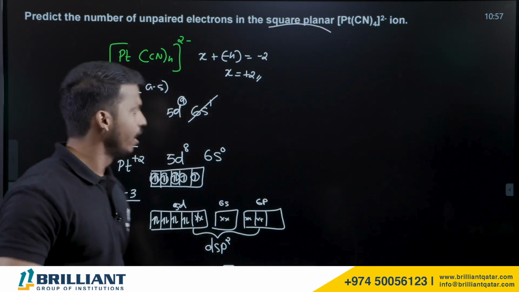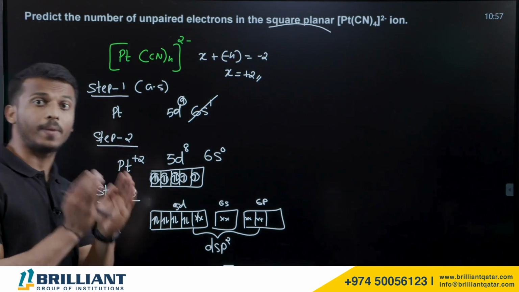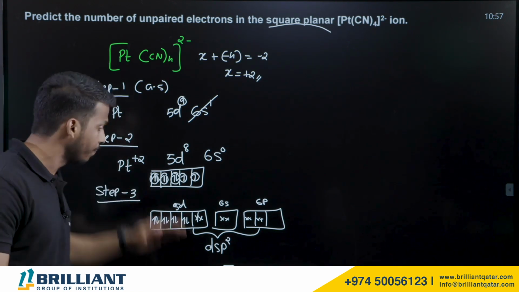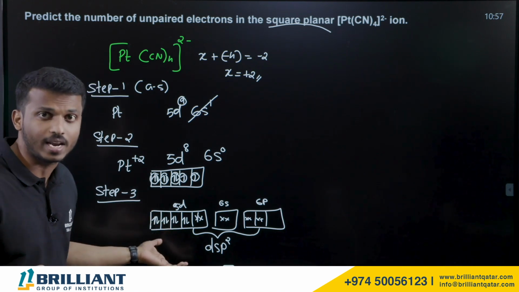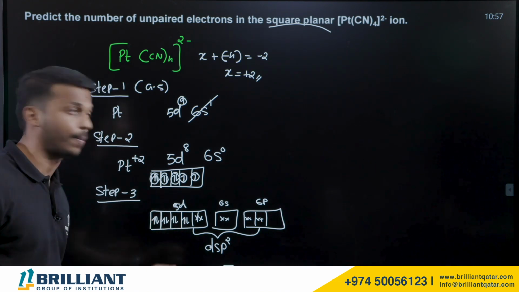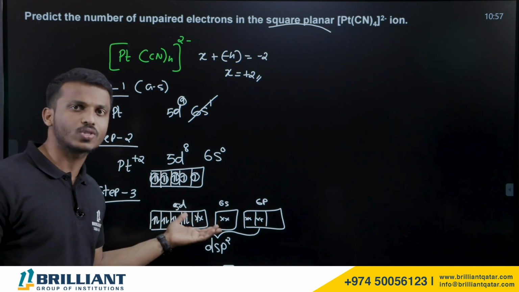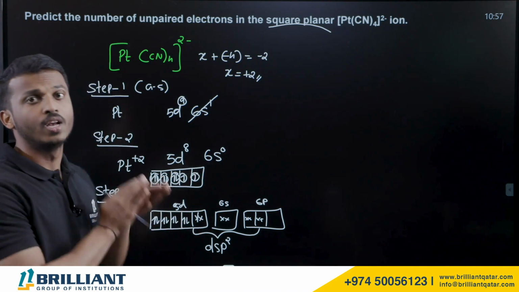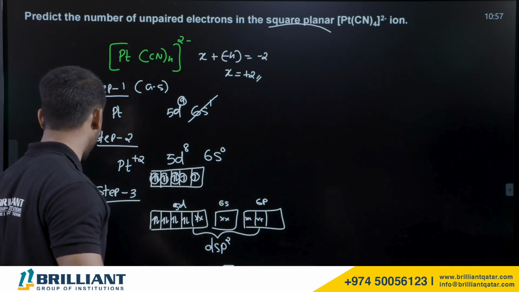That's correct. But the question is, how many unpaired electrons are there? Dear student, the unpaired electrons we calculate in the final step, step number 3. In step number 3, can you see any unpaired electron? See, all electrons are paired. Why? Because there is a strong ligand. So because of the presence of the strong ligand, all electrons are paired. So the answer is what? 0 unpaired electrons. Okay, no unpaired electron in the system.